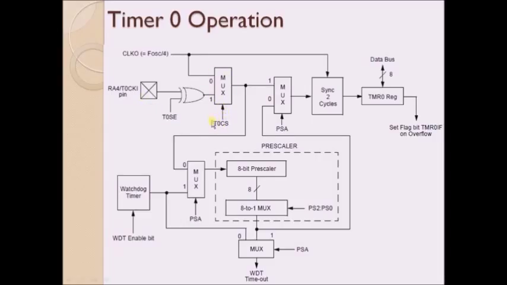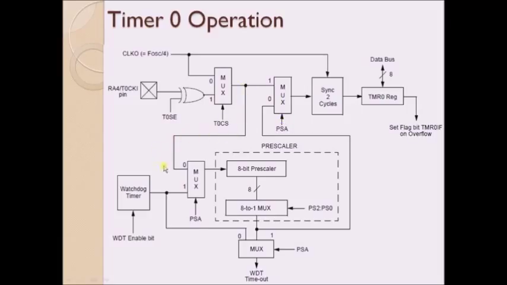So with the help of this T0CS, you can select one particular clock source. Either it might be an external clock source, or else an internal clock source. External is T0CKI and internal is your oscillator clock. So any one of the clocks is selected. Now that clock is given to one more multiplexer, whose selection bit is PSA, which is nothing but Prescaler Assignment. Now if you are programming this particular bit to logic 1, let us see what happens.